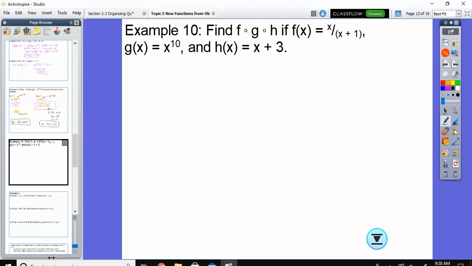I'm going to do one where we compose 3 functions. So I want f composed with g composed with h. You did this with the graphing example. Again, this just means f of g of h of x. So we start on the inside. What is h of x?